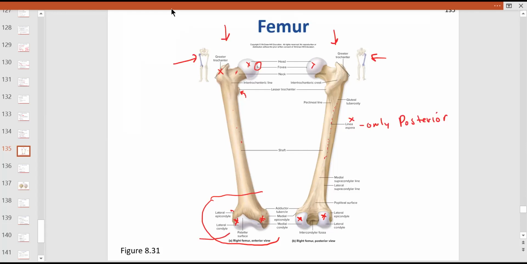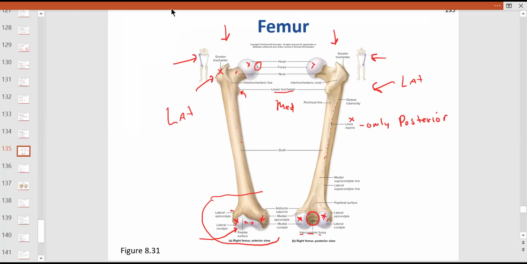Now look at the surfaces. The patella is anterior, so you have this patellar surface. But look what you have in the back. Between the condyles, you have this fossa, and that's called intercondylar fossa. It means between the condyles. Remember, this is lateral. Greater trochanter is on that side. Medial is here. This is lateral. Greater trochanter is lateral. Lesser trochanter is medial.